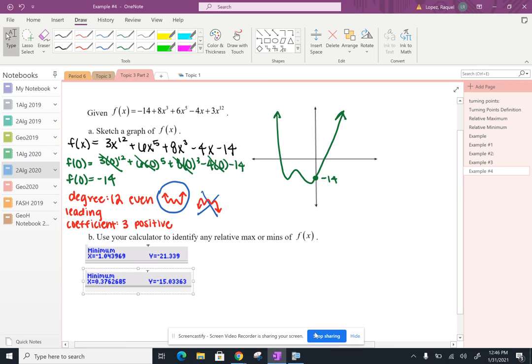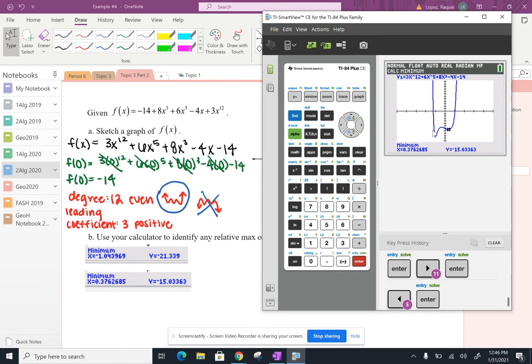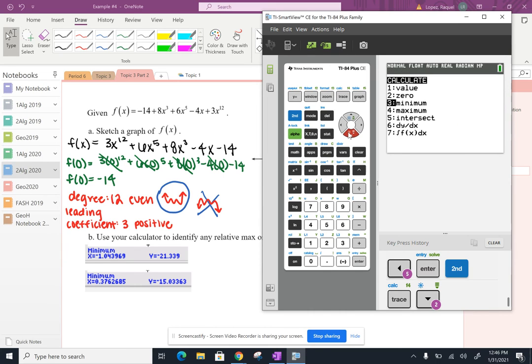These are relative minimums. And now let's find our relative maximum. So here's a relative maximum right here. That's a turning point on the graph. So we're going to go second, trace, come down to maximum.